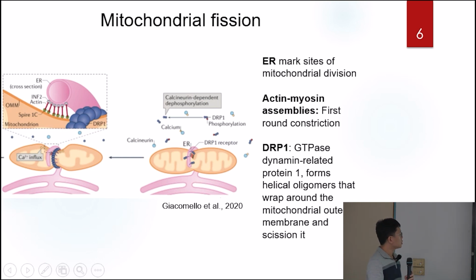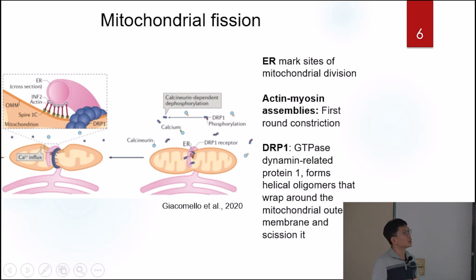And then they recruit DRP1, which is the most well-known fission protein. It is also a GTPase, dynamin-related protein 1. After recruiting DRP1, it can wrap around the mitochondria and then carry out the fission process. So this is the very basic idea of mitochondrial fission and fusion.